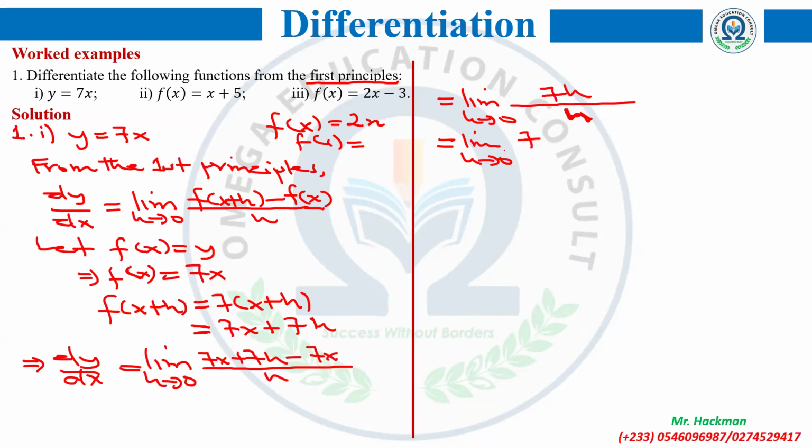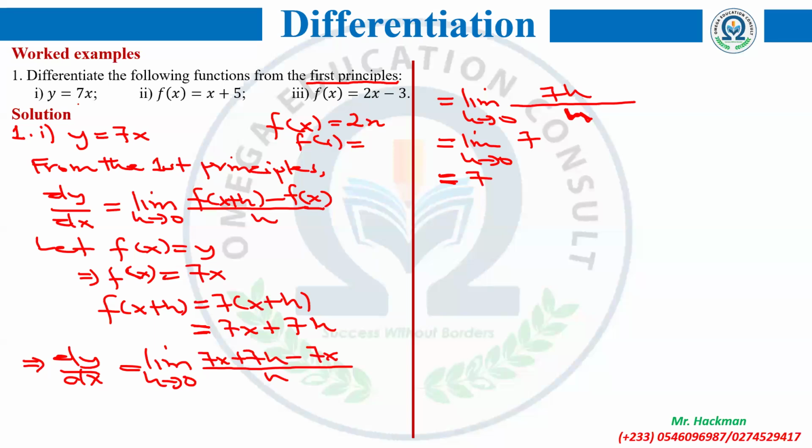Okay, the limit of a constant, a 7, is the constant, so it means this will be 7. All correct, my professors? Okay, now I'm drawing my conclusion.